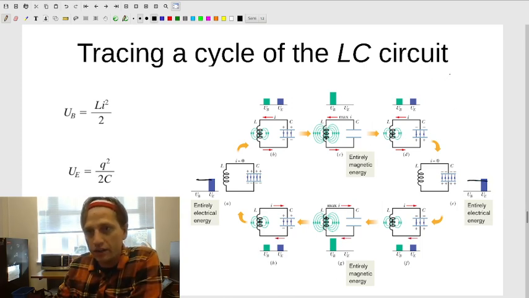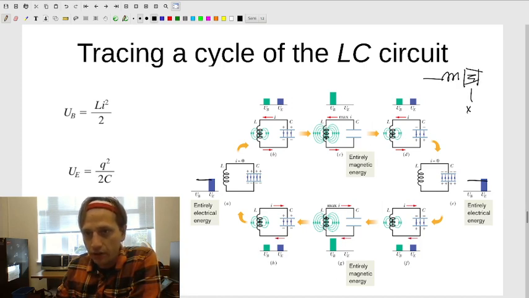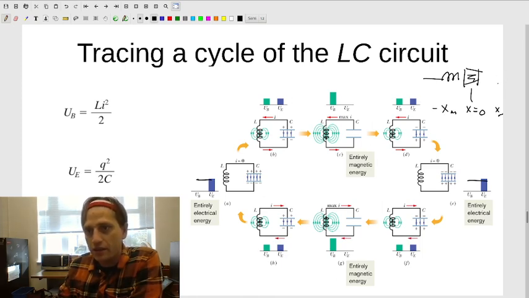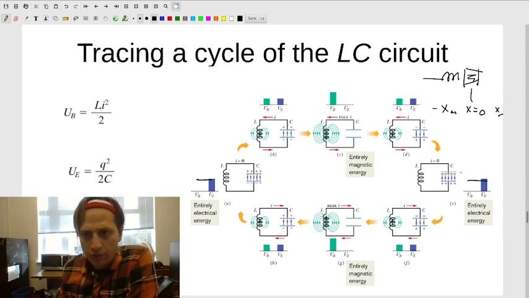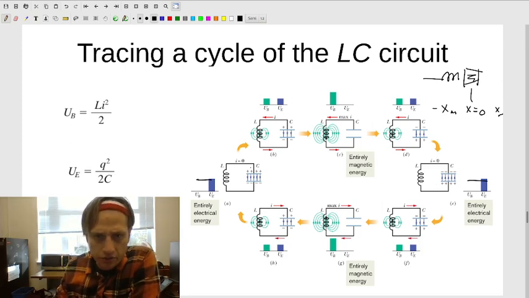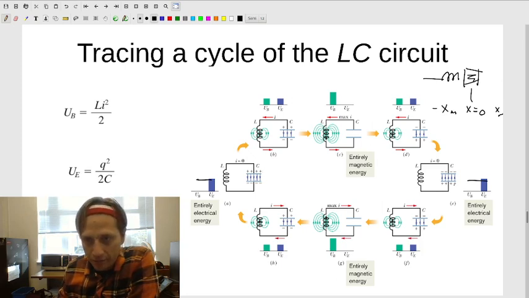That's the same way that in our spring and block system, if you had x equals 0, you have an x max and a minus x max. If you're at x max, the spring is holding all of that potential energy. If you're at minus x max, the spring is also holding all the potential energy. But those are two distinct physical situations. In the same way, this is a distinct physical situation from that because we started out with all the plus charge on the top of the capacitor. Now we have all the plus charge on the bottom of the capacitor.